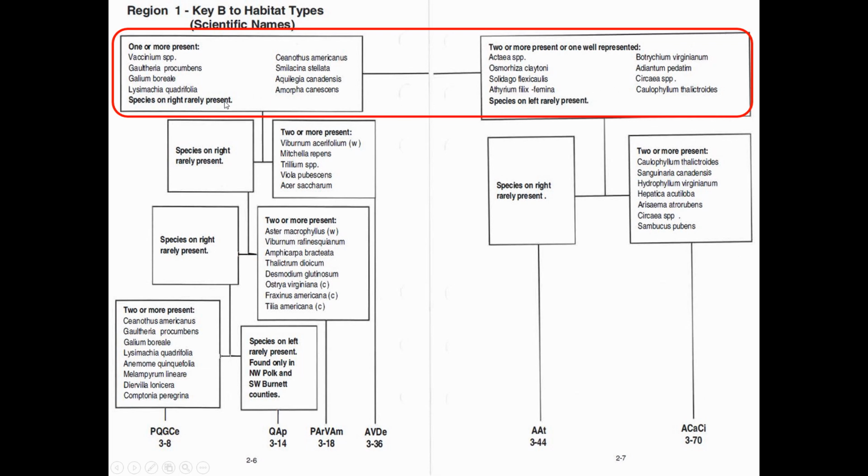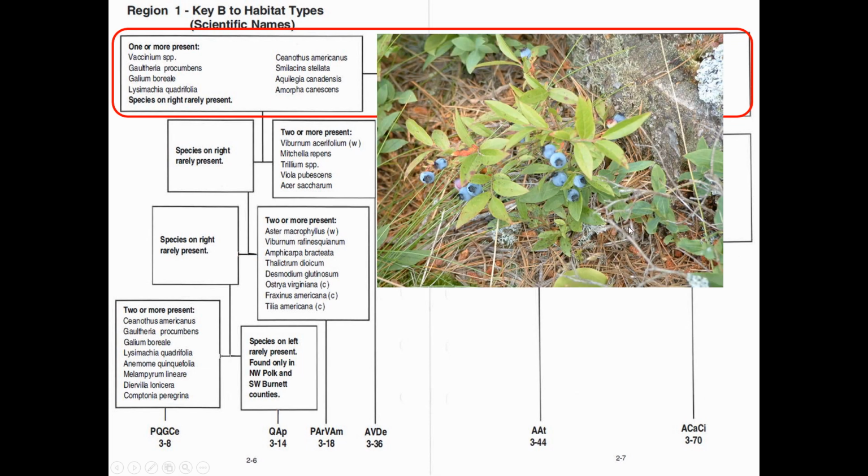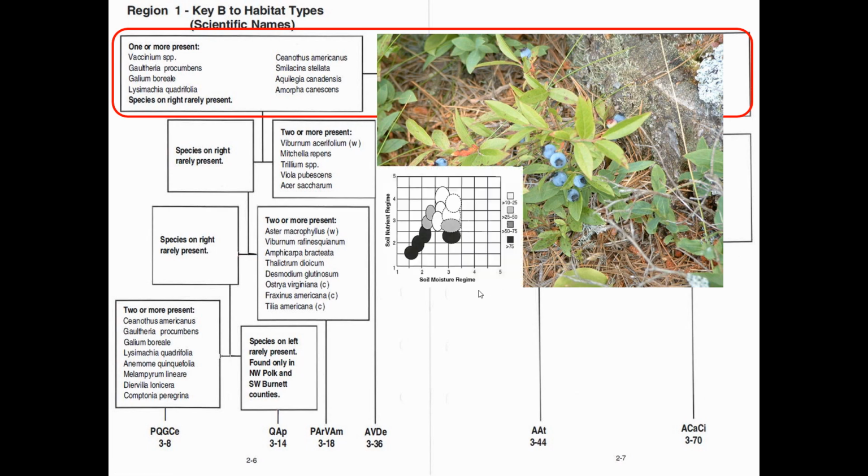And the species on the right are rarely present? Or are we seeing 2 or more of these species on the right, or one of these being very well represented? And in this case, we're going to say that we found this. You haven't seen this exact species, but you should recognize that as a blueberry, a Vaccinium species. And we see Vacciniums, if we were just to look at the reference for that plant, tend to grow on poorer sites. So that's one species that we found.